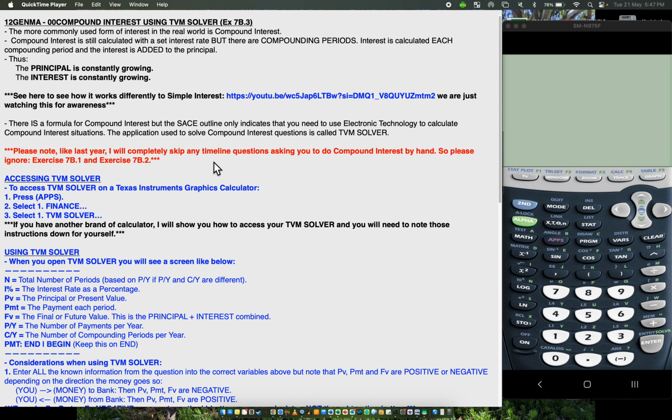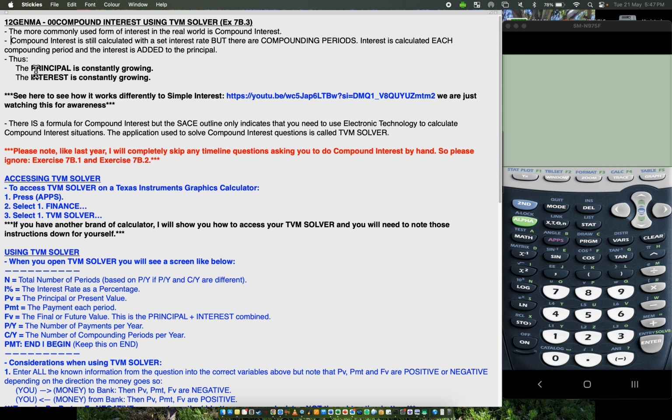Hey guys, just doing a quick video for compound interest using TVM solver, which is exercise 7b.3. Not doing this live. There were a couple of teething problems while projecting to the screen, so I had to redo it after school. I'll get used to that as we go.